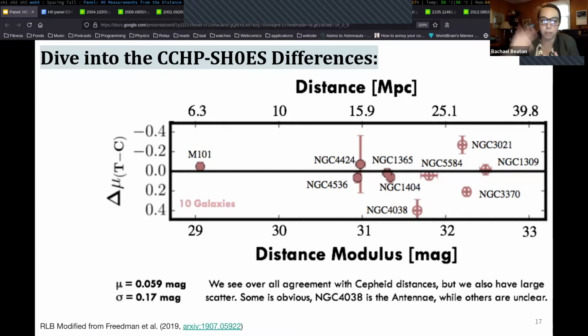Like if it were all the ellipticals and all the spirals, you'd be like, okay, yeah, got it. But this is a little more complicated. I think that's the only one that I can explain, because even this one here, 4424, which only has a handful of Cepheids in it, even though the uncertainty is very large, we're still really close.